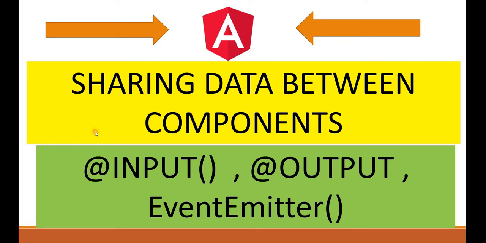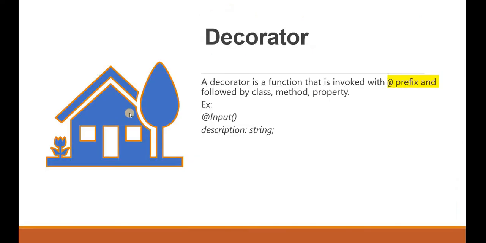Let me open the first slide. So what are decorators? A decorator is a function that is invoked with a prefix @ followed by a class, property, or method. For example, if I use the @Input decorator, it would be like having a description of a string. A decorator is simply decorating, or giving a prefix to, an input property or a class, and we can use it in either a parent component or a child component.